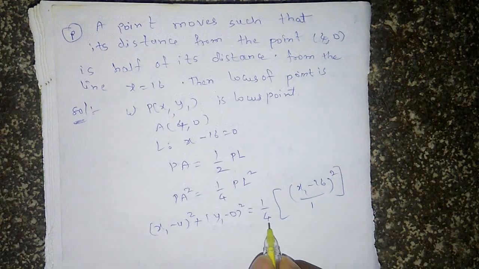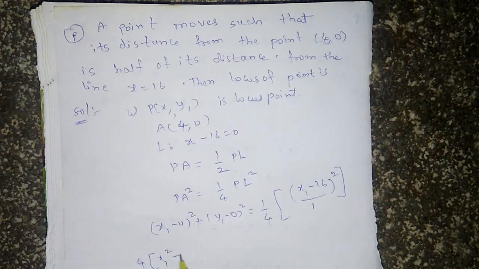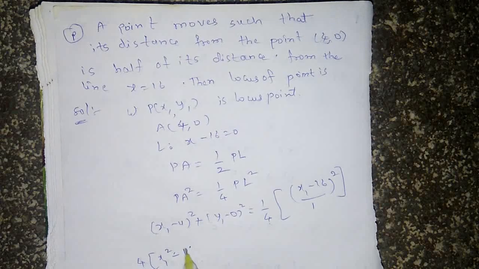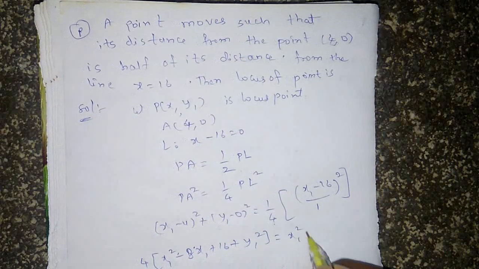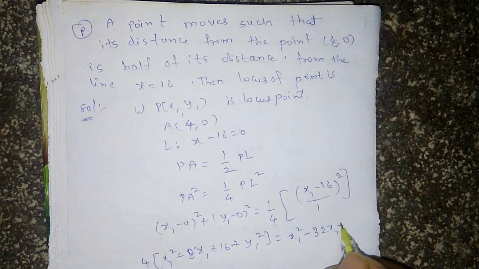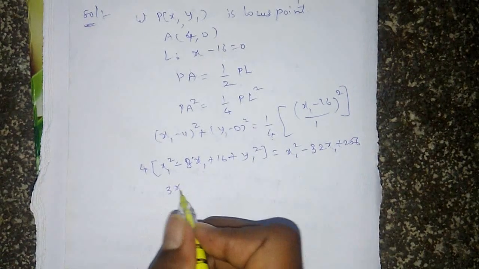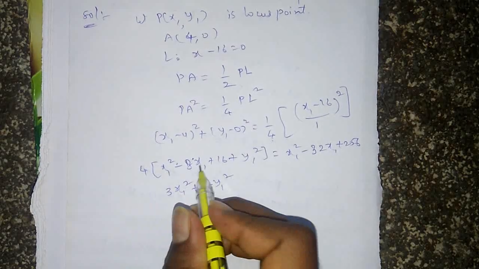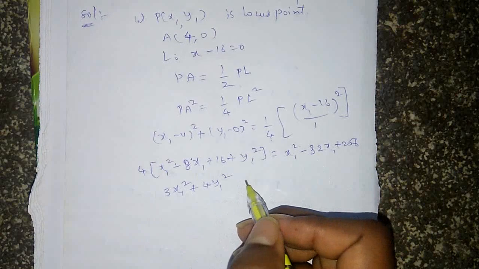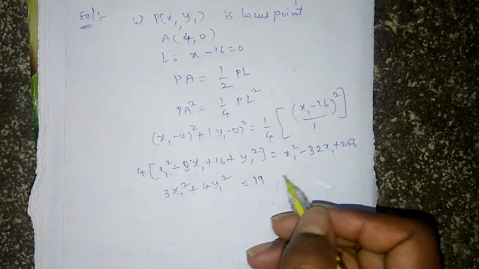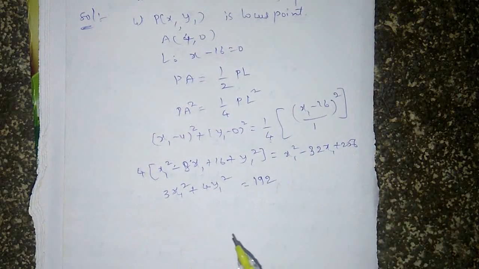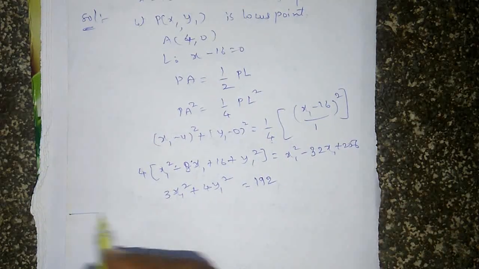Okay, this 4 comes here: 4 into this, that is x1^2 - 8x1 + 16 + y1^2, is equal to x1^2 - 32x1 + 256. 4x1^2 - x1^2 gives 3x1^2 + 4y1^2, minus 32x1 gets cancelled. 4 times 16 is 64, this is 256, you will get 256 - 64, which is 192. That is the locus of the required point.